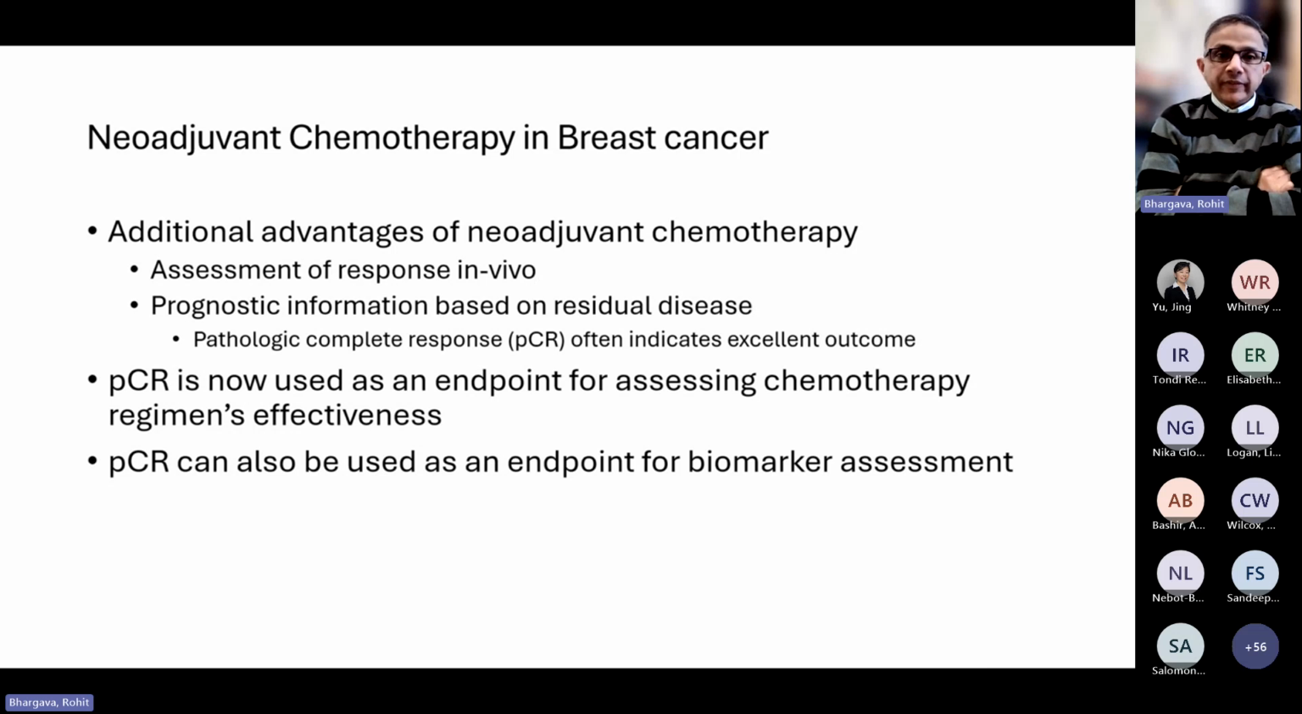But there are additional advantages of neoadjuvant chemo. You can assess the response in vivo. You derive strong prognostic information based on residual disease. And we know that pathologic complete response after neoadjuvant chemotherapy often indicates excellent outcome. And PCR is used as an endpoint for assessing chemotherapy regimen's effectiveness, and it can also be used as an endpoint for biomarker assessment.